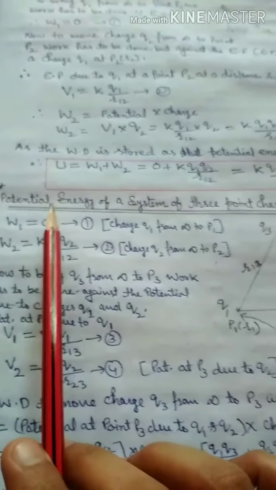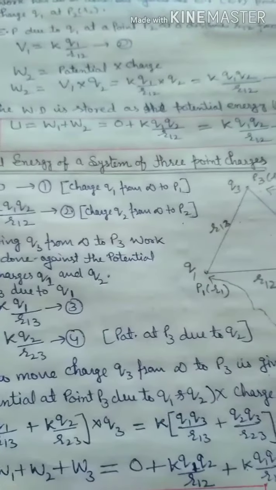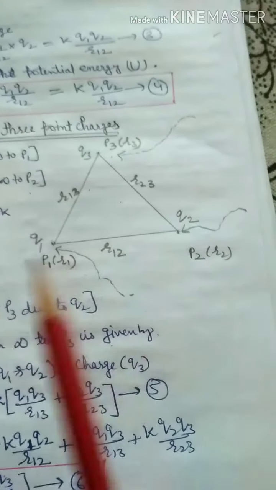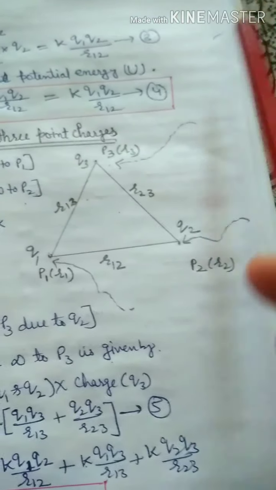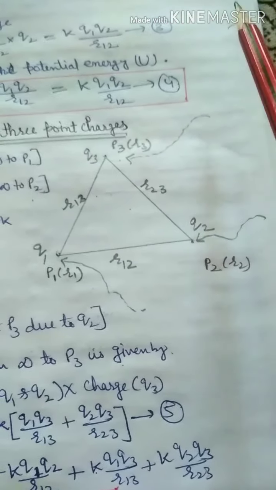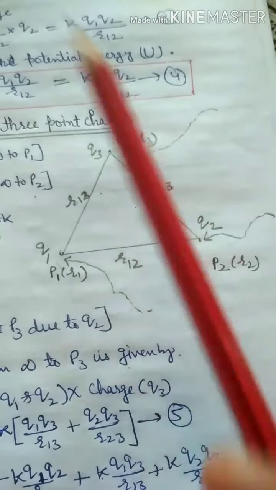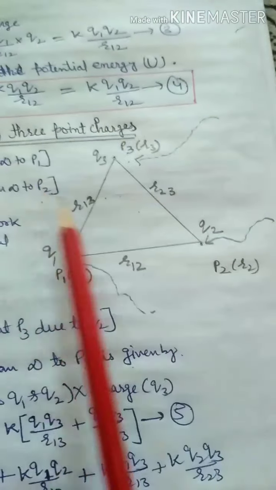Next topic, that is the potential energy of a system of 3-point charges. Earlier we discussed the potential energy of a system of 2-point charges. Now 3-point charges. Let us suppose there are 3 charges Q1, Q2, Q3, and all are at infinity. Now to bring the charges Q1, Q2, Q3 from infinity to points P1, P2, P3, work has to be done, and that work done is stored as potential energy.